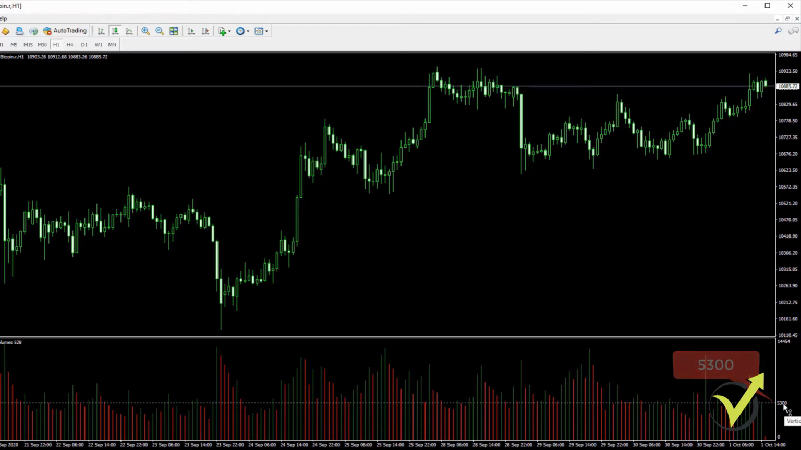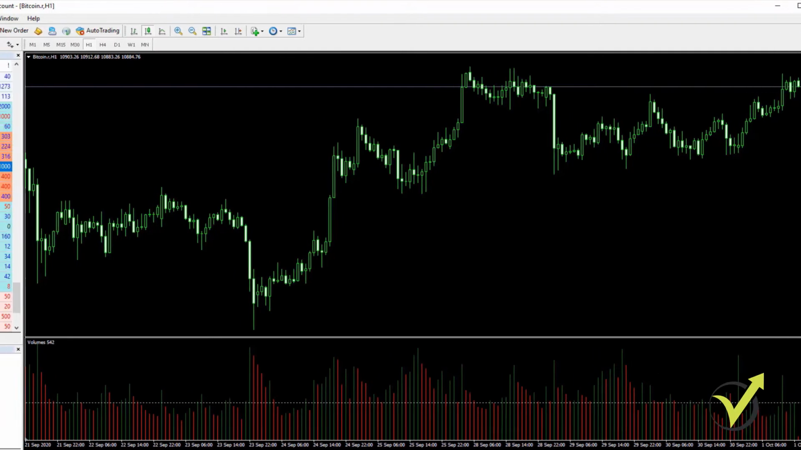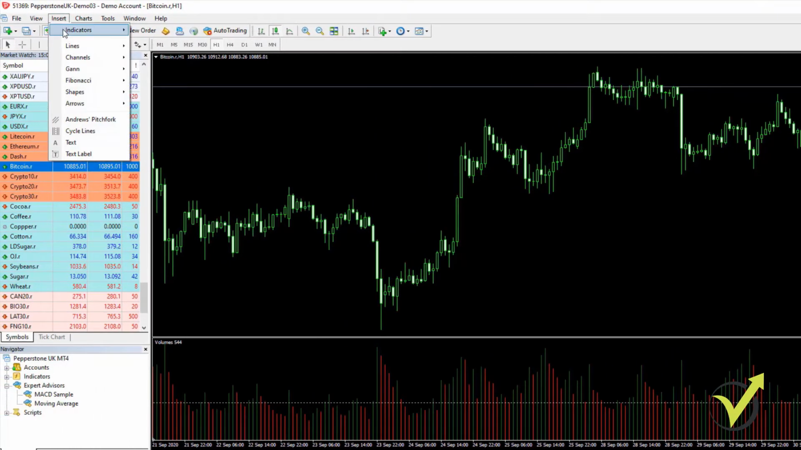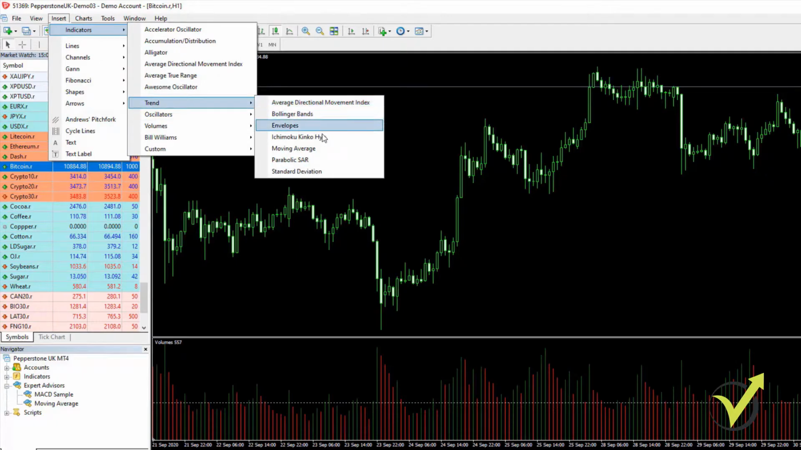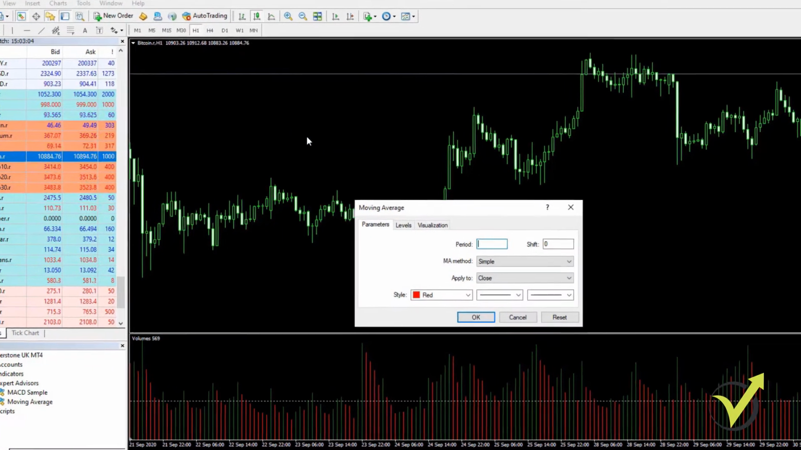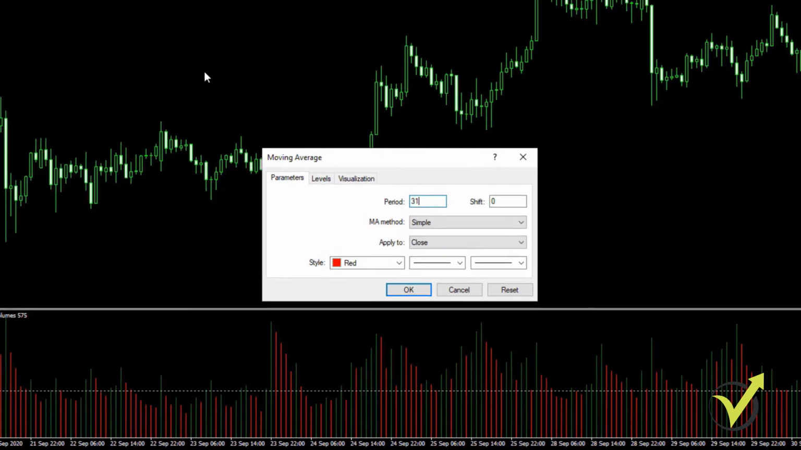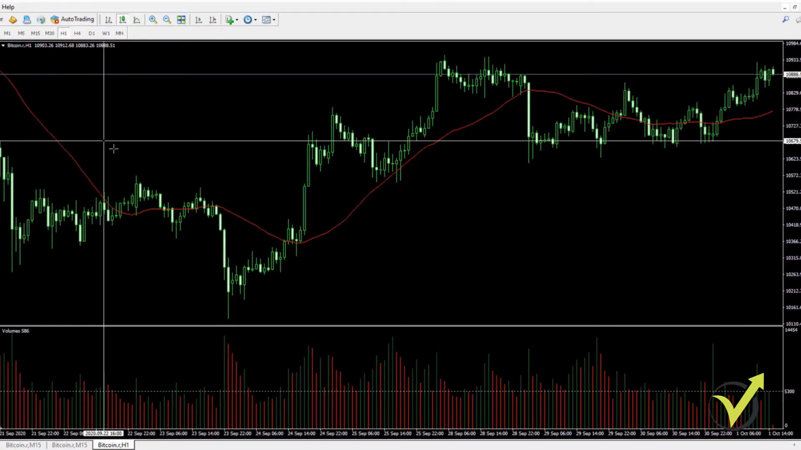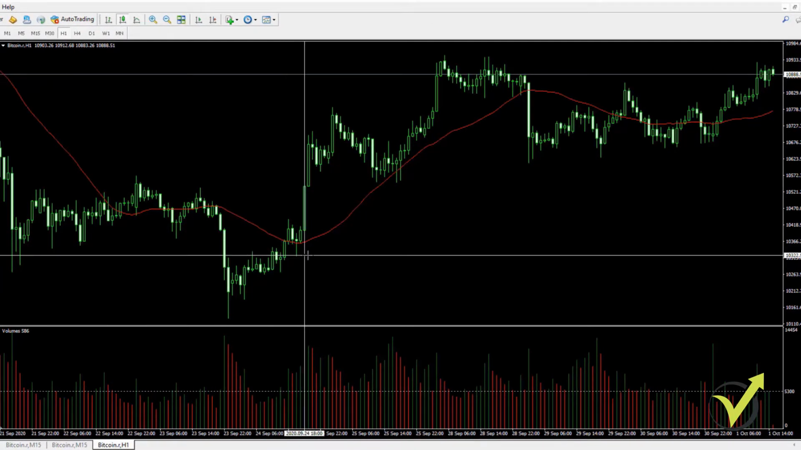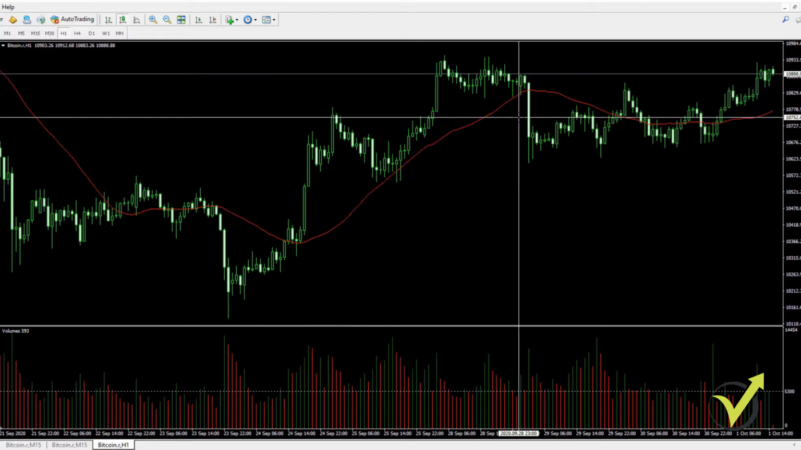And we have 2 indicators as confirmation. The first one is a moving average with period of 31. I go to trend and I go to moving average, and I will set a period of 31, and I click on OK, and here it is. So we want to see the moving average rising to have the confirmation.